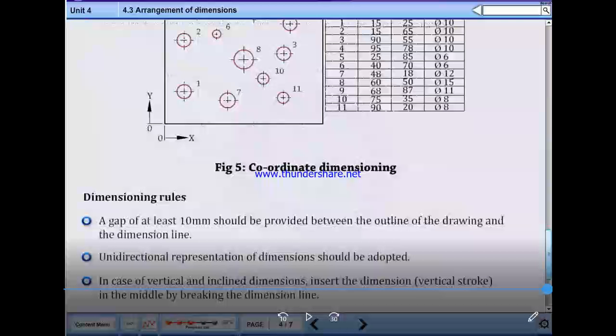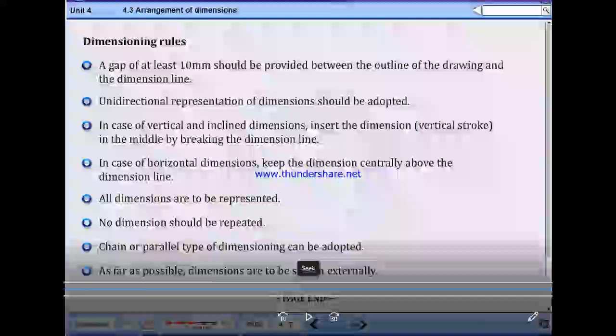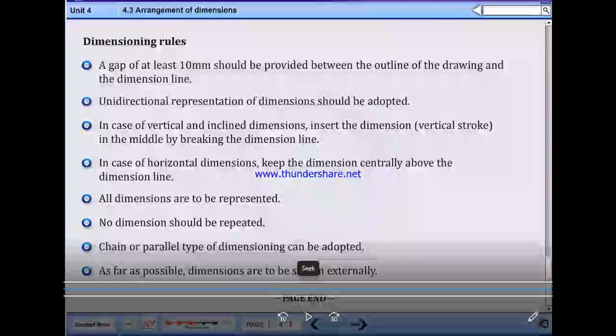Now dimensioning rules. A gap of at least 10 mm should be provided between the outline of the drawing and the dimension line. Unidirectional representation of dimensions should be adopted. In case of vertical and inclined dimensions, insert the dimension in the middle by breaking the dimension line. In case of horizontal dimensions, keep the dimension centrally above the dimension line.